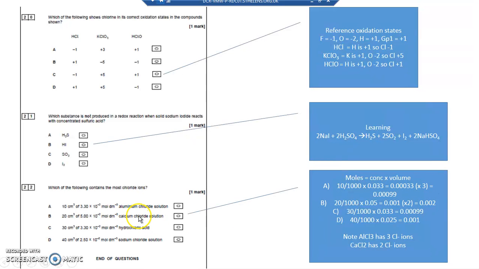Calcium is in group 2, chloride is in group 7, so that's going to be Ca2 plus and Cl minus, but you'll need 2 Cl minuses to balance out the 2 plus. So you've got 2 chloride ions in calcium chloride, so 1 mole of calcium chloride would make 2 moles of chloride ions, so you need to multiply by 2. Hydrochloric acid is just HCl, sodium chloride is just NaCl, so I've got 1 Cl in each of those. That's why you just multiply by 1 or leave them alone. And so my answer is B. Which one's the largest value of them all? It is B.